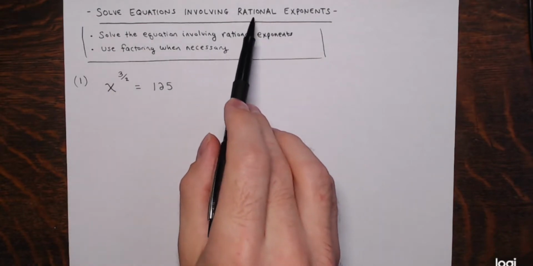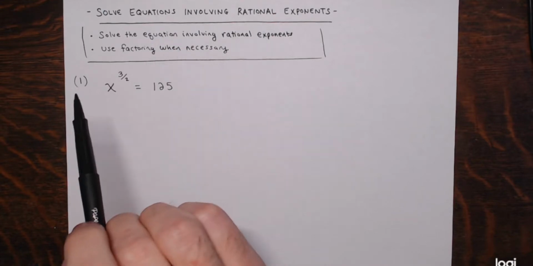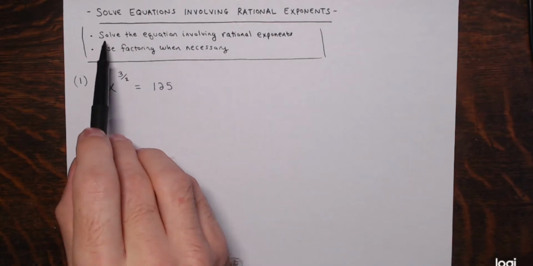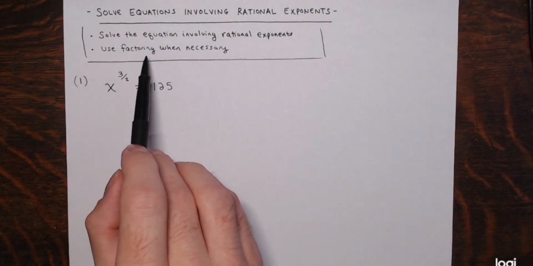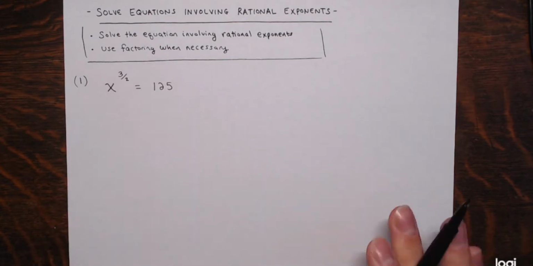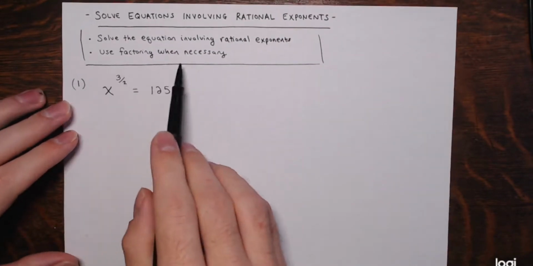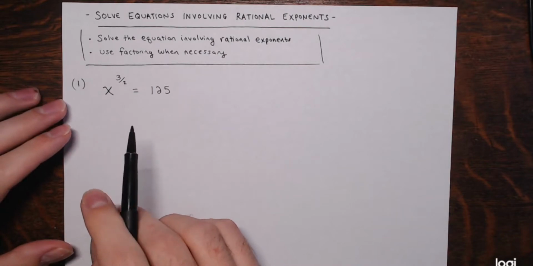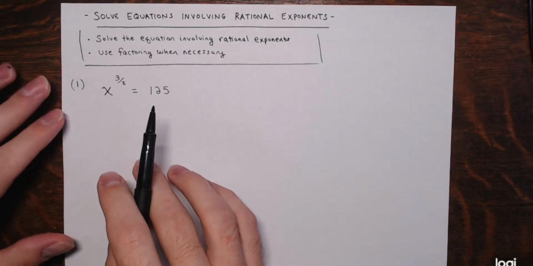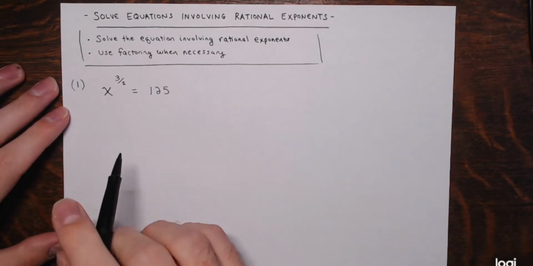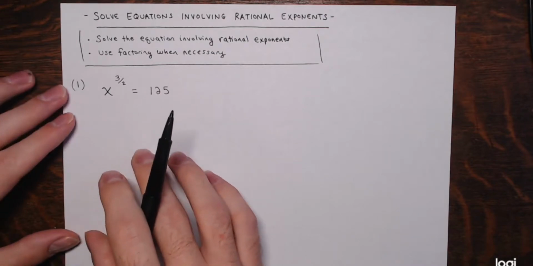All the examples I have written out on paper, and we're asked to solve equations involving rational exponents, fractions for powers, fraction exponents. So we're asked to solve the equation. It says use factoring when necessary. You're going to see me go through some of these questions in multiple ways, and show you that there's more than one way to tackle a lot of these.